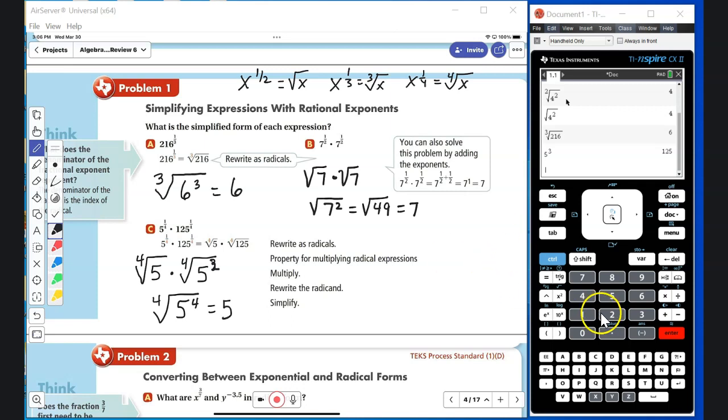Now if I go to my calculator and I calculate 5 to the 4th power, that's 625. And if I go over here to the math menu, the index is 4, the root is 4, and you're going to write 625, enter, and it is 5.